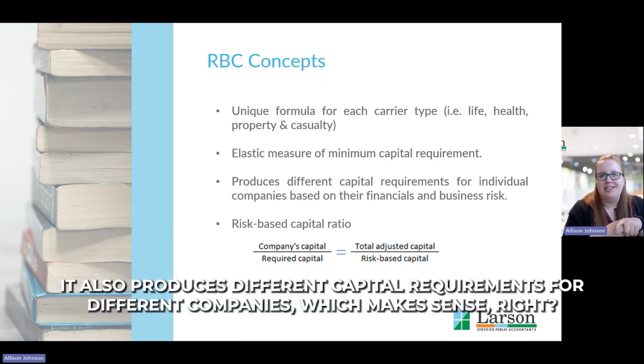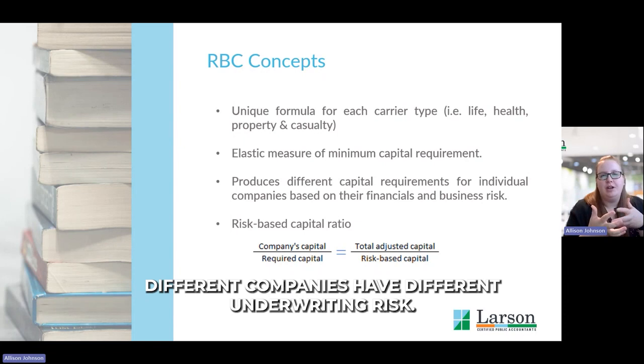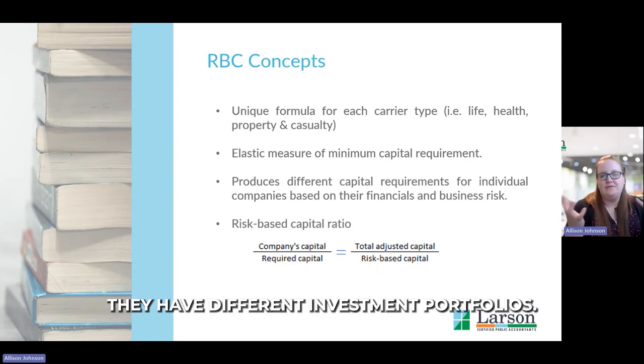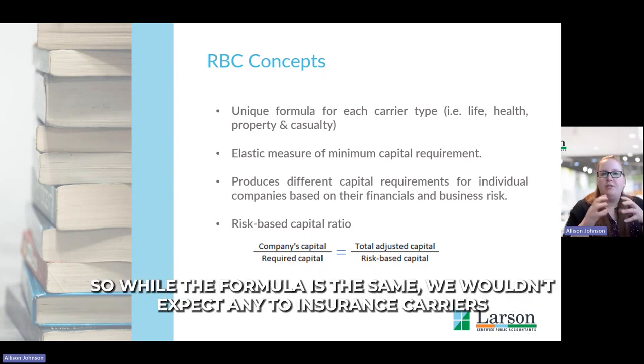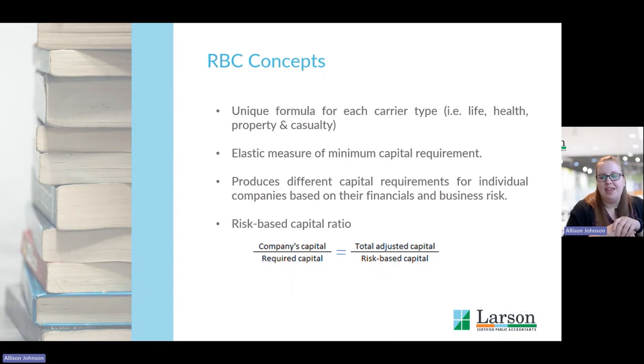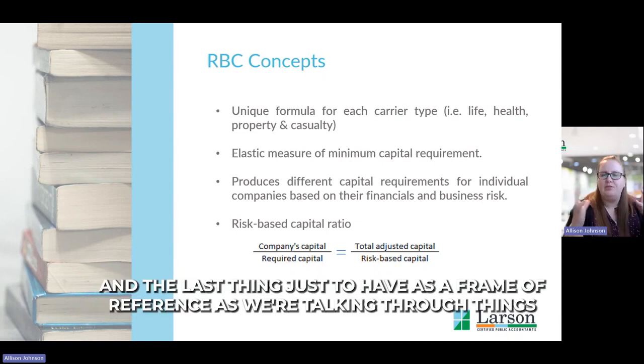It also produces different capital requirements for different companies, which makes sense, right? Different companies have different underwriting risk, they have different markets and different target insureds, they have different investment portfolios. So while the formula is the same, we wouldn't expect any two insurance carriers to have the exact same RBC inputs and formulas.